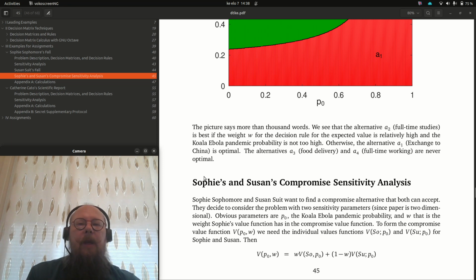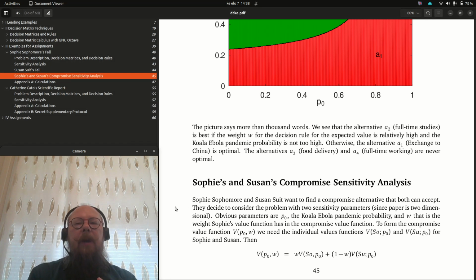So Sophie and Susan want to find a compromise alternative both can accept, and they decide to consider the problem with the two sensitivity parameters. Again, since the paper is two-dimensional, pictures are two-dimensional. And the obvious parameter is P0, that's the koala Ebola pandemic probability, and then W, that is the weight of Sophie's value function in the compromise value function.